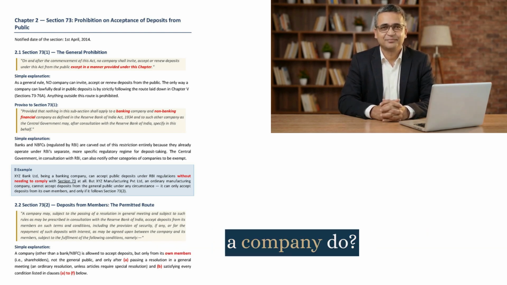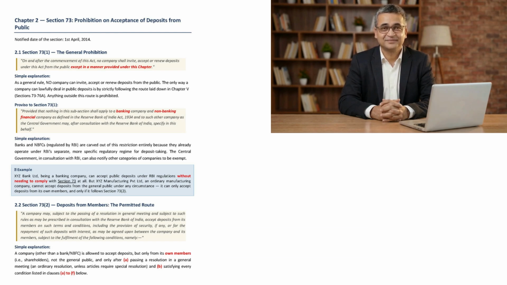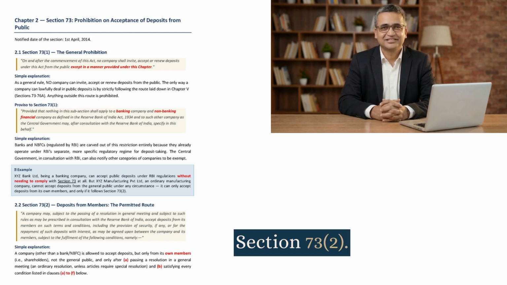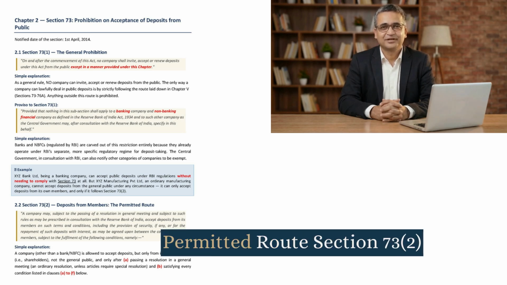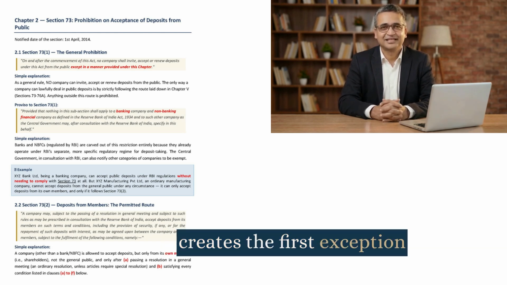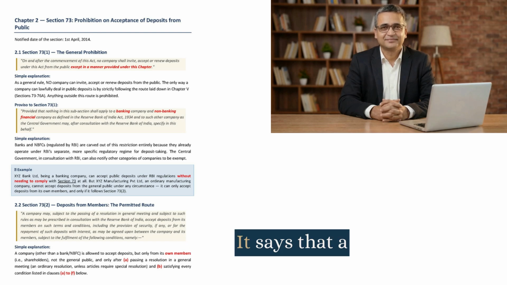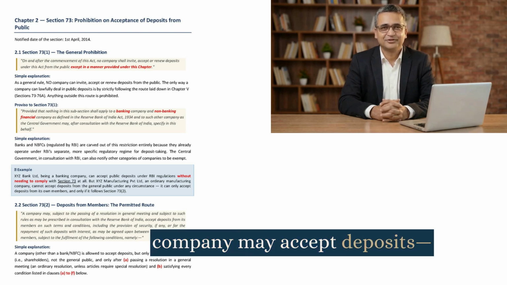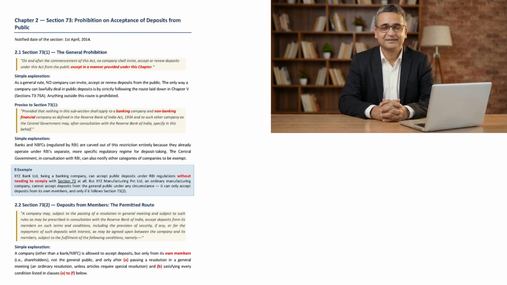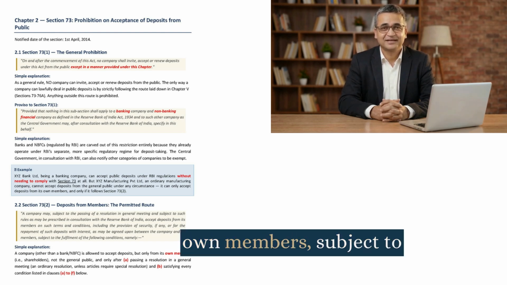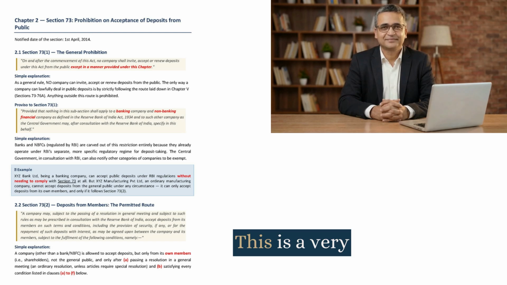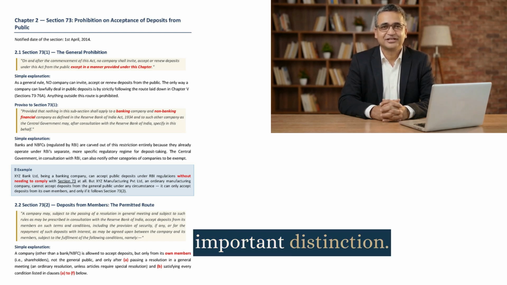So, what can such a company do? Can it raise deposits at all? Yes, but only through a very limited route. And that route is Section 73(2). Section 73(2), the permitted route. Section 73(2) creates the first exception to the general prohibition. It says that a company may accept deposits not from the public, but only from its own members, subject to prescribed conditions. This is a very important distinction.